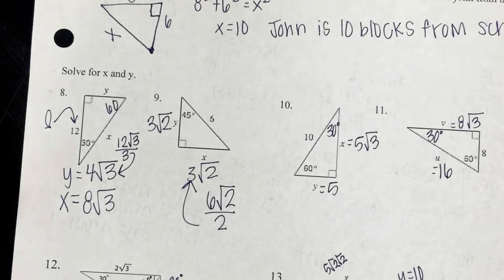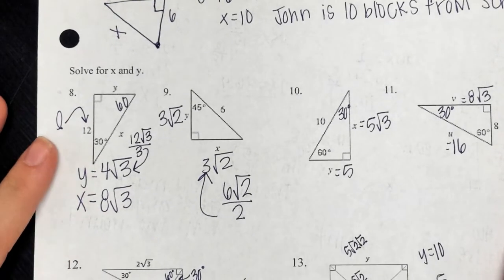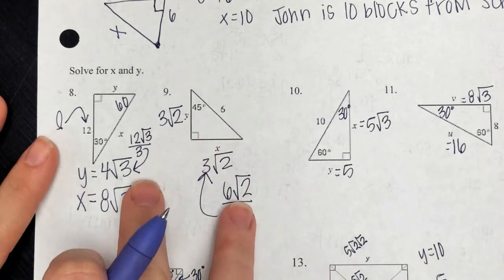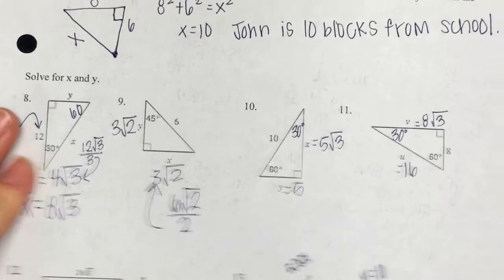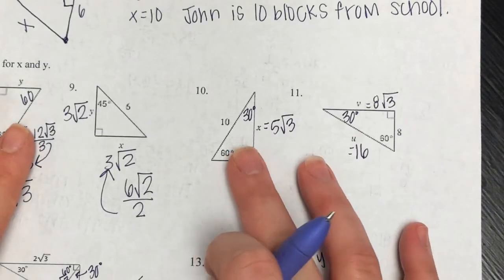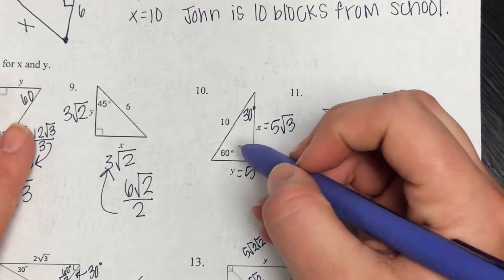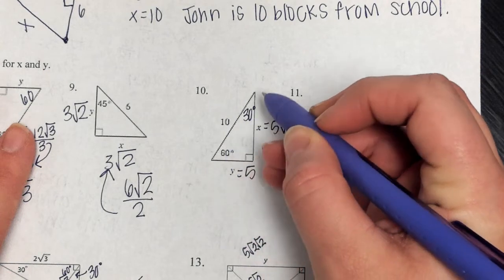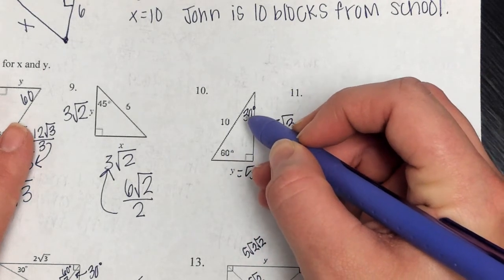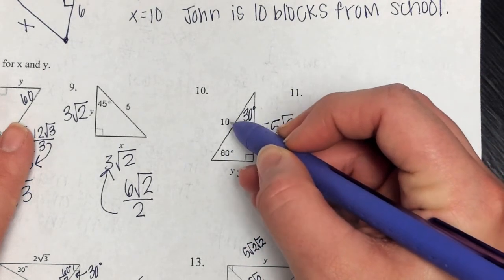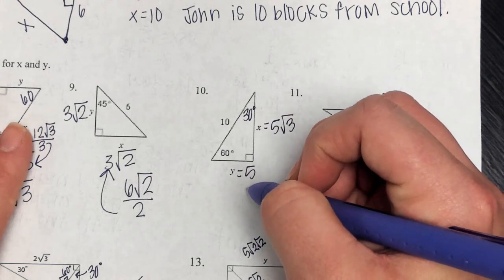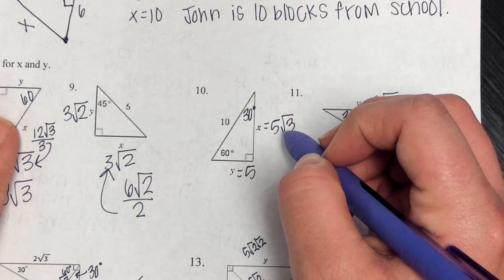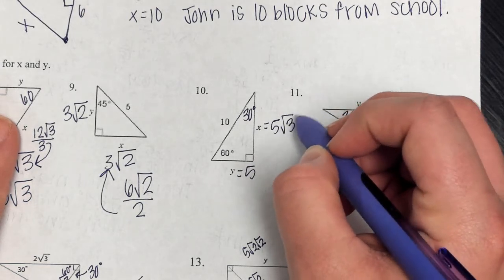Those two, we got the bad cases out of the way at the very beginning. Those are your 2 cases that take the most work. Okay, number 10. Number 10 is not bad. It's 30, 60, 90, and you're given your hypotenuse. When you're given your hypotenuse, I would find your short. You find your short by dividing your hypotenuse by 2.